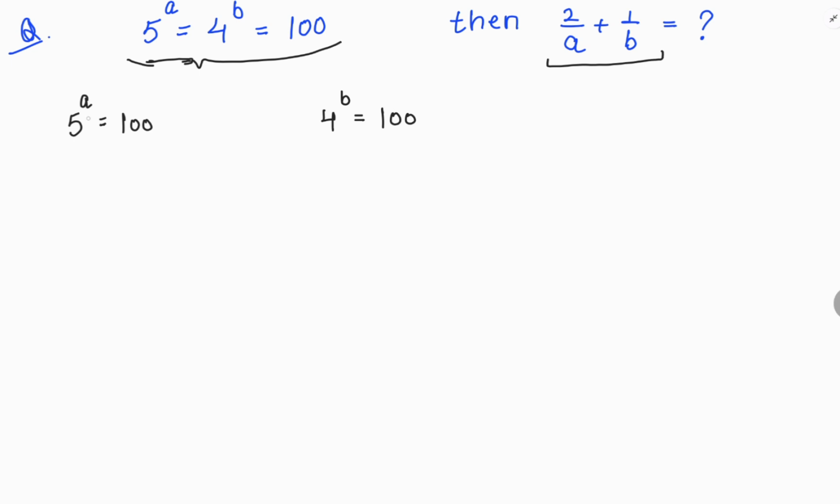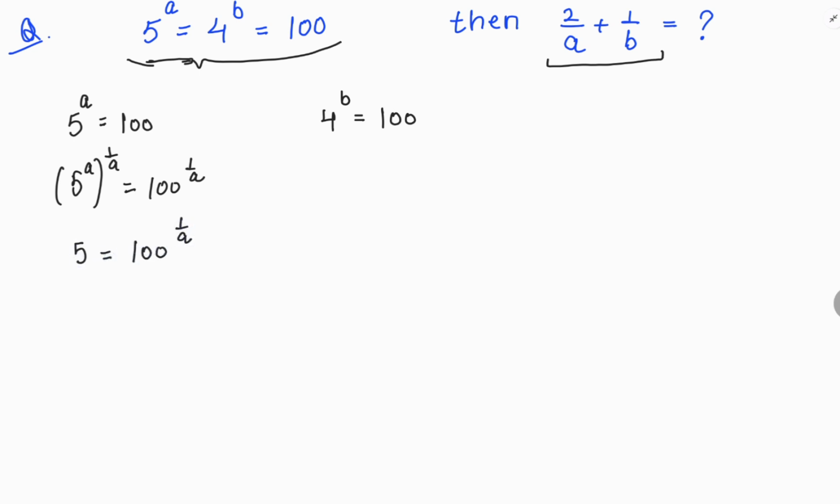But whenever you have this kind of question, you always try to convert it to the form which is required. If you see here, they are asking us to find 2 by a. That means a is in the denominator, right? So I take the power 1 by a on both sides, 100 raised to power 1 by a, right? What will I get? I will get 5 is equal to 100 raised to power 1 by a.